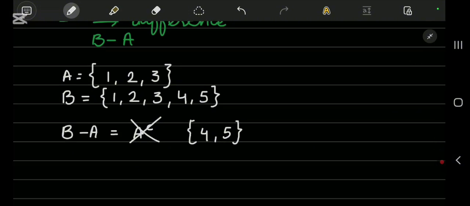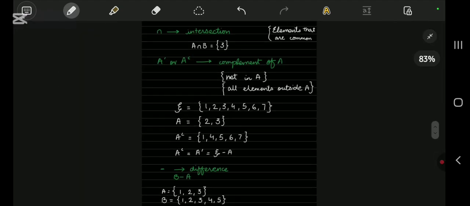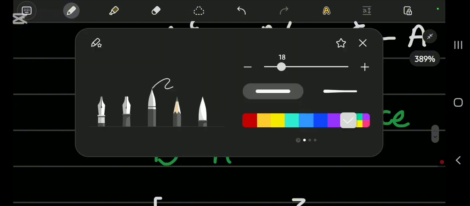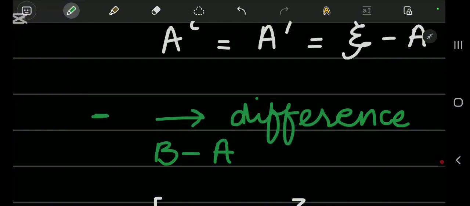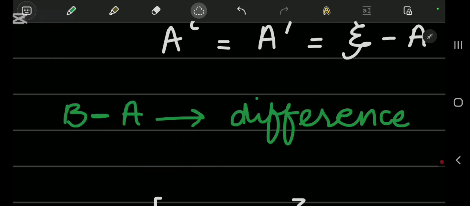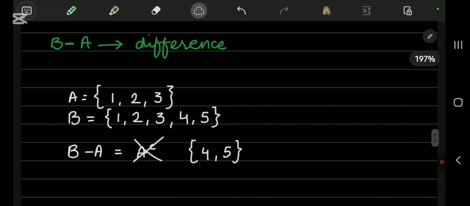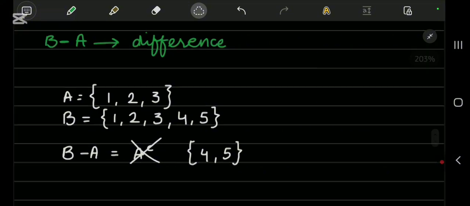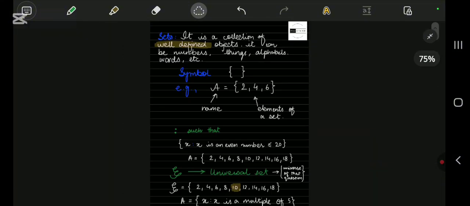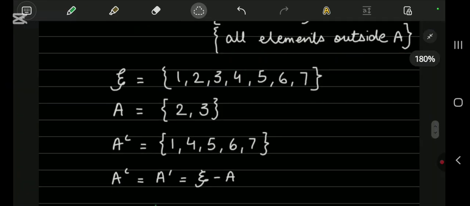That's all about complement and difference. We should write this as B minus A or A minus B rather than just using the dash sign. We are done with sets here. We will now be discussing Venn diagrams.